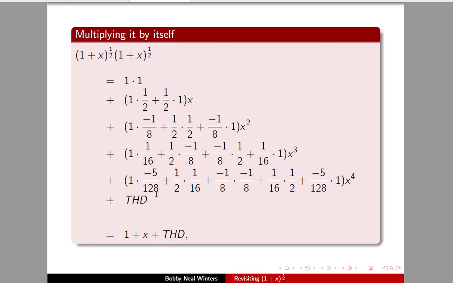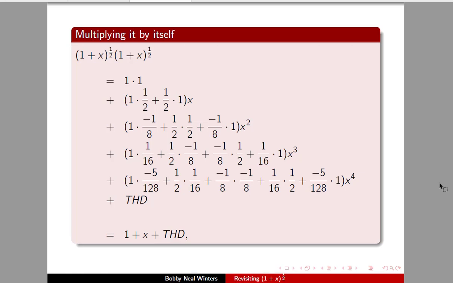1 times -5/128 plus 1/2 times 1/16 plus -1/8 times -1/8 plus 1/16 times 1/2 plus -5/128 times 1, all times x to the 4th, and then terms of degree higher than 4. When we do our simplification, this will leave us with 1 plus x plus terms of degree higher than 4.